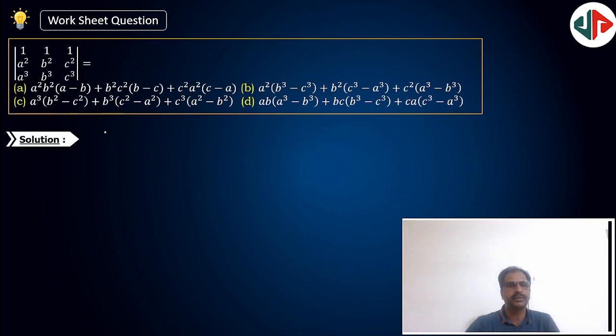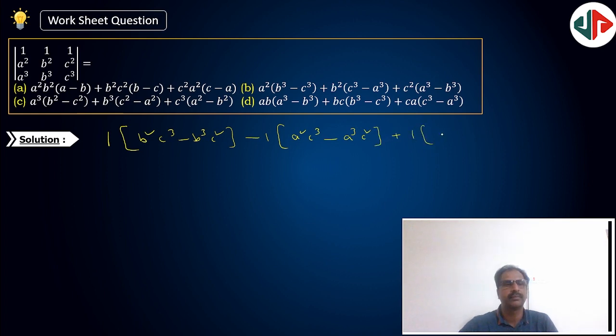This is direct expansion. Expand the determinant by taking first row: 1 into b square c cube minus b cube c square, minus 1 into expanding by first row a square c cube minus a cube c square, plus 1 into a square b cube minus a cube b square.